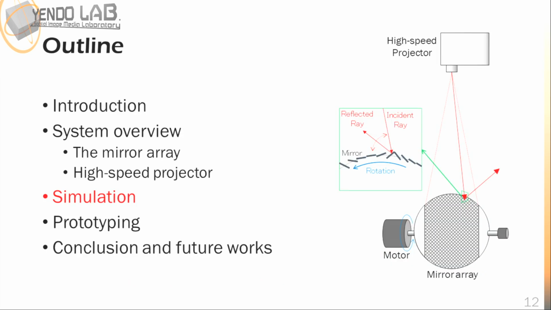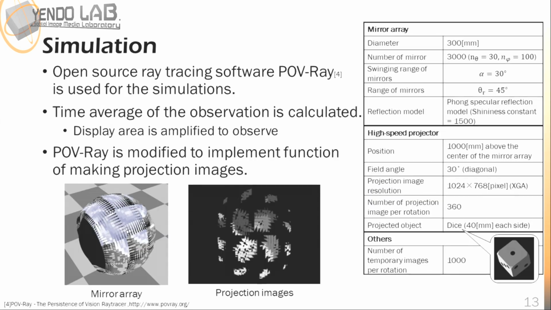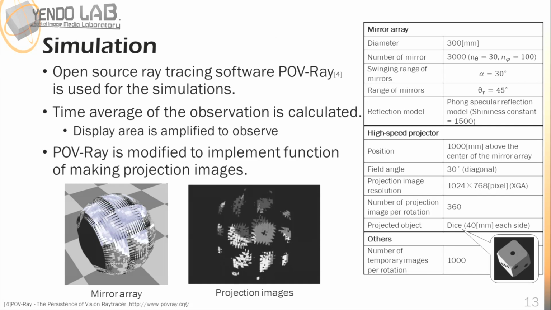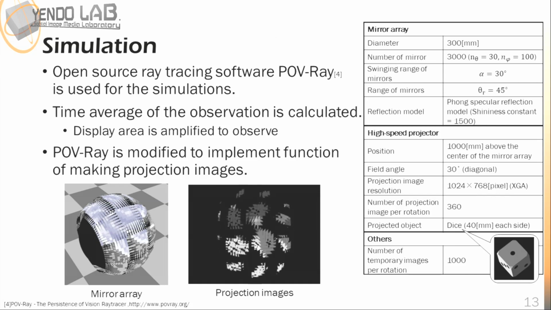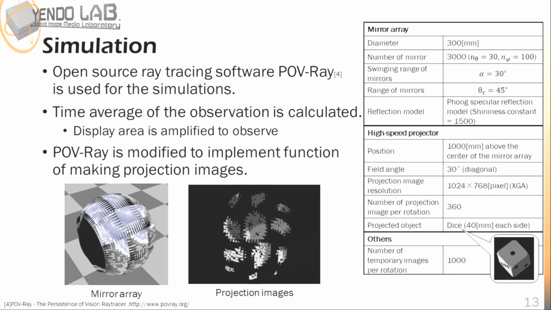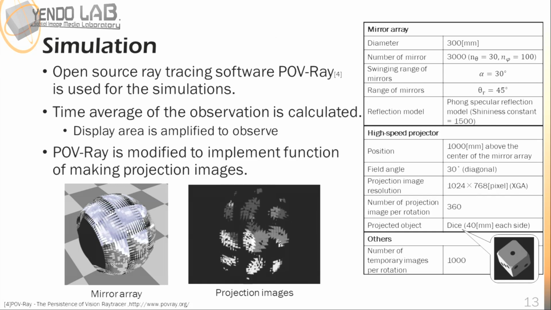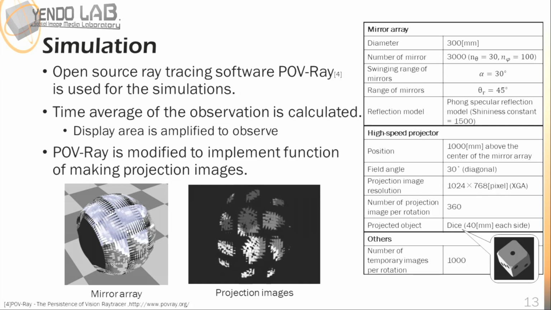Next, we conduct computer simulations to simulate the theoretical image quality and confirm the difference among designs. Here are the simulation method and parameters. We use open source ray tracing software. The proposal is based on time division multiplexing. To observe the time average of the reflection, the temporary images of the moment of the mirror array rotation are generated by the software. The projection image was created by modifying the software.